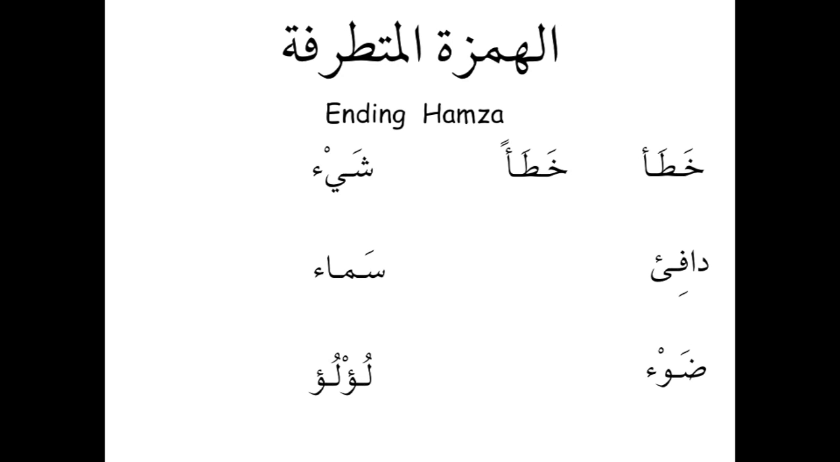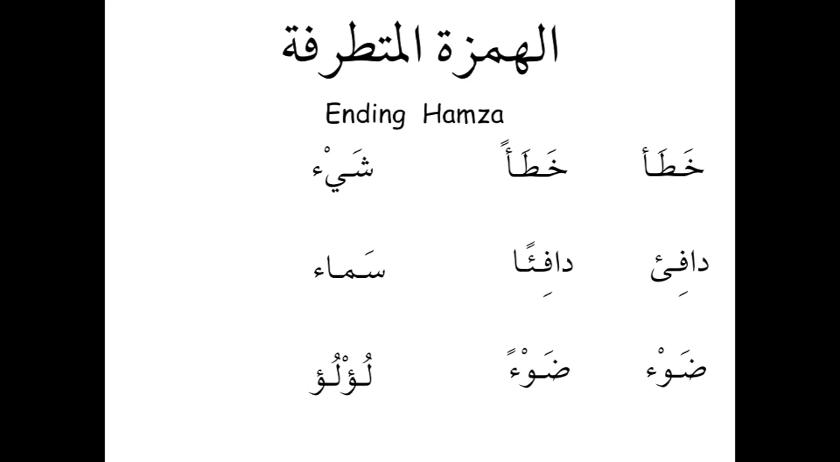دافئ is simple. We add the alif. Obviously we don't pronounce it. So we say دافئا. With ضوء, the hamza is on its own. When a hamza is on its own, we look at the letter preceding it. If the letter preceding it is an unconnecting letter like the waw here, we don't add the alif. And we write it like so. ضوءا.